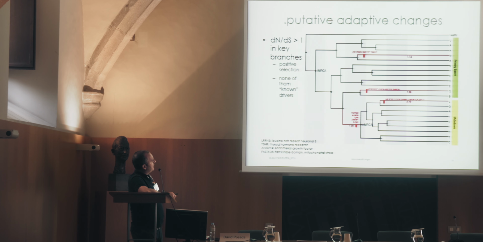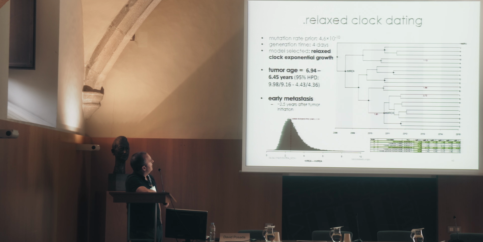We can also identify positive selection on the branches. So we have methods to identify dN/dS on branches. Curiously, the branch with the highest evidence of selection is the one that leads to the metastasis. We can identify putative metastatic drivers using these techniques. We can date, so we use something called a relaxed clock. This is based on inference on this tree. For this tumor, for this person, we infer this interval, 7 years, the age of the tumor, and a very early metastasis.